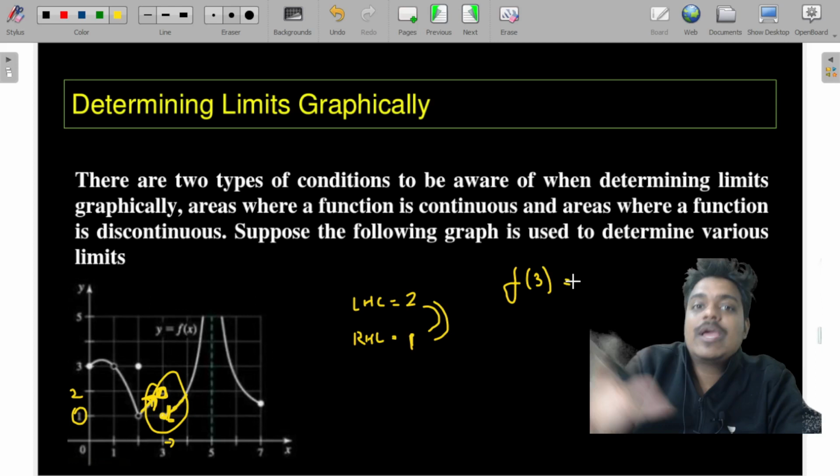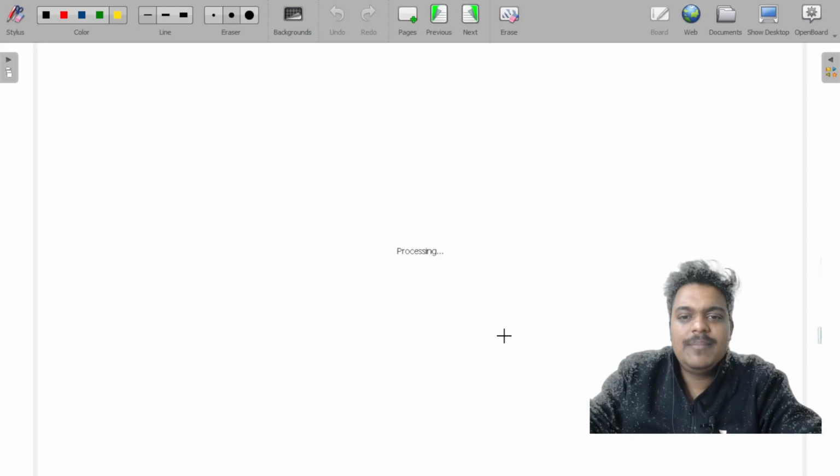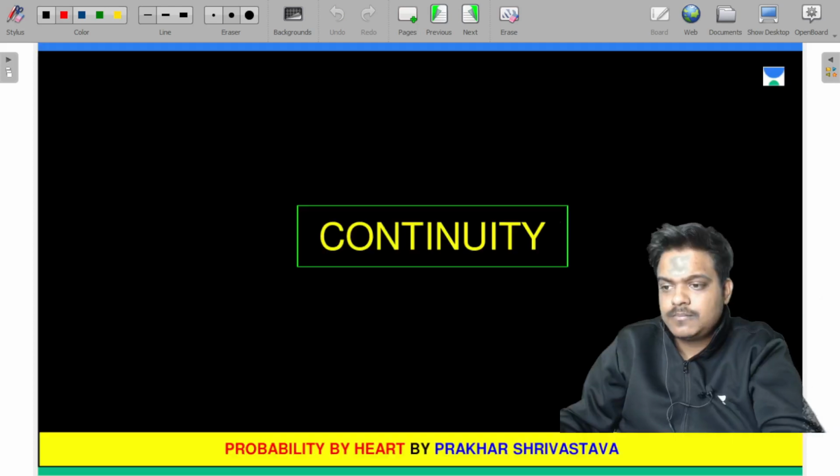Limit does not exist. Why does the limit not exist? Because the value of the function cannot be defined at that point. I hope you are getting my point. Is it clear? So this is the basics of limits.